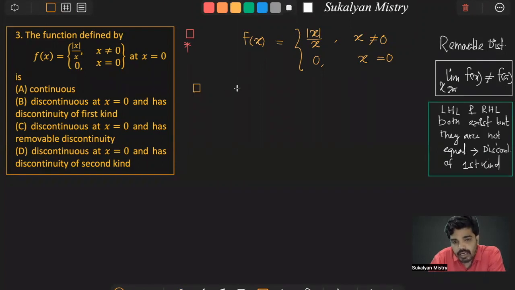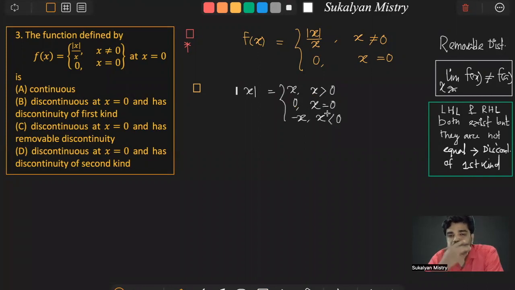We know that modulus x is equal to x when x is positive, this is 0 when x is 0, and this is minus x when x is negative, right? Modulus x is equal to x when x is positive, this is 0 when x is equal to 0, this is minus x when x is negative.